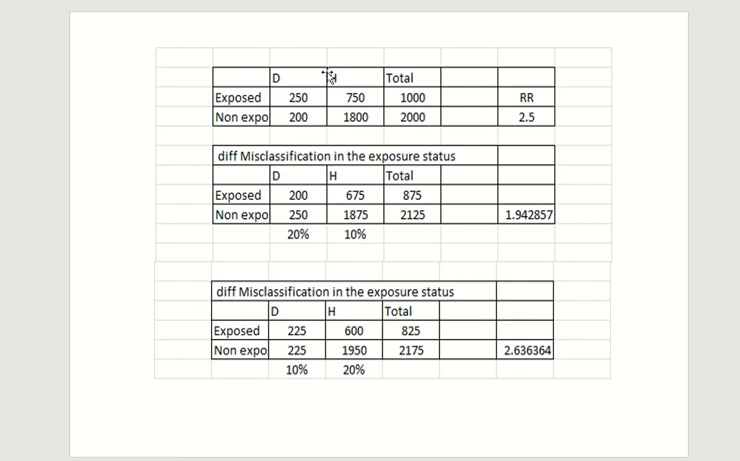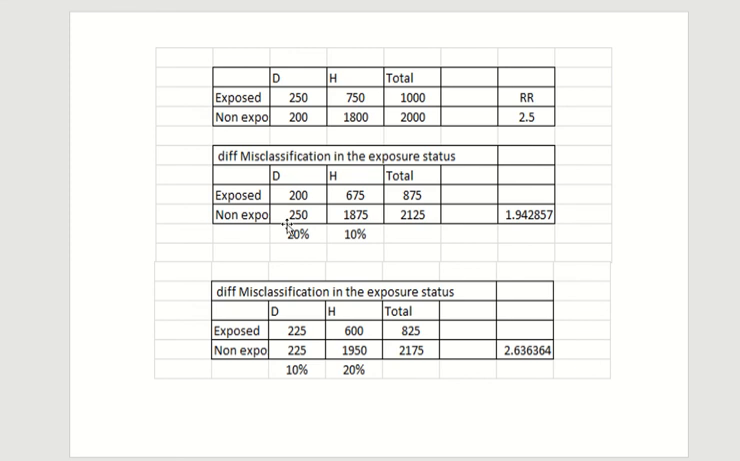So again with the exact same example and the same numbers, 1000 and 2000, and the true relative risk being 2.5. However, I will make a differential misclassification in the exposure status. Like the first example, we're going to make a mistake in the exposure. However, it's going to be differential. That means, remember when I made the mistake of 20% here, I removed 20% from here and put them here.